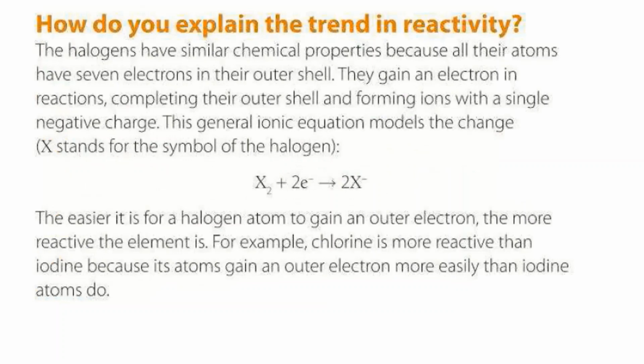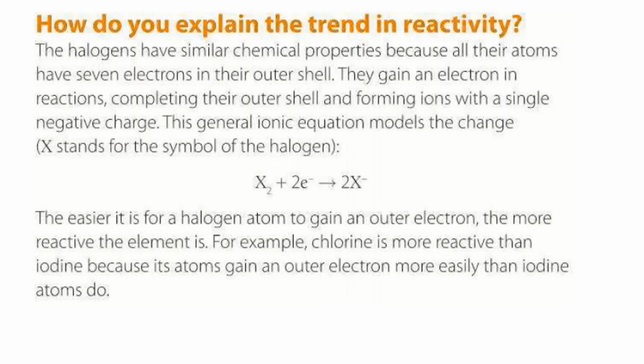How do you explain the trend in reactivity? The halogens have similar chemical properties because all their atoms have 7 electrons in their outer shell. They gain an electron in reactions completing their outer shell and forming ions with a single negative charge, so that's -1. The general ionic equation models the change below. So X stands for the group 7 diatomic molecule. When that gains 2 electrons, that becomes 2 separate ions. The easier it is for a halogen atom to gain an outer electron, the more reactive the element is.